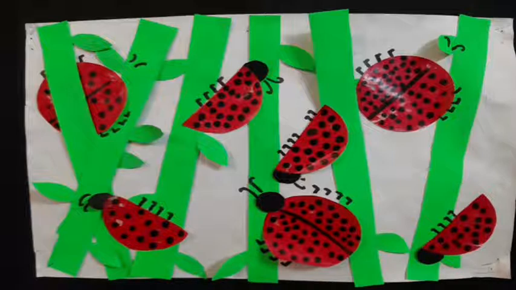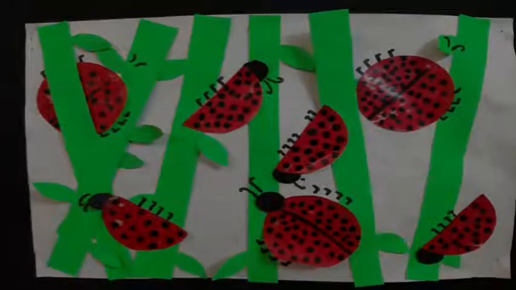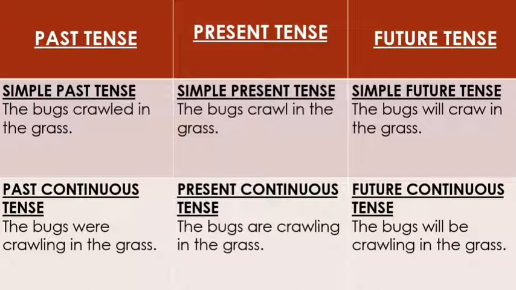Let's see the next picture with the bugs. Here we have made a few sentences with the picture. In simple past tense, the sentence is: The bugs crawled in the grass. We make the past form by adding the second form of the verb. So crawled is the second form of the verb crawl.